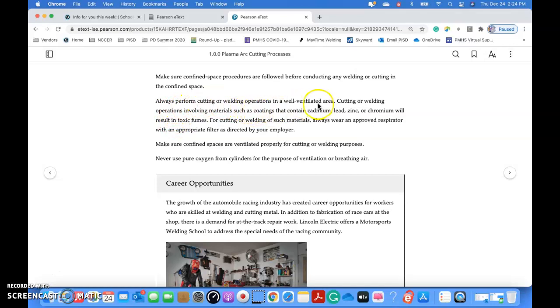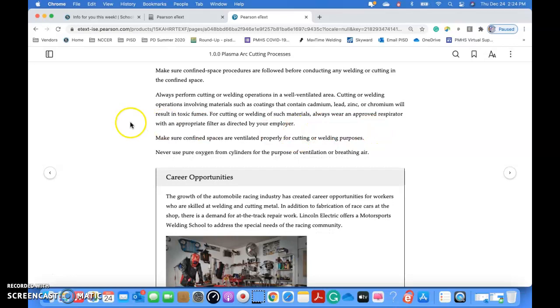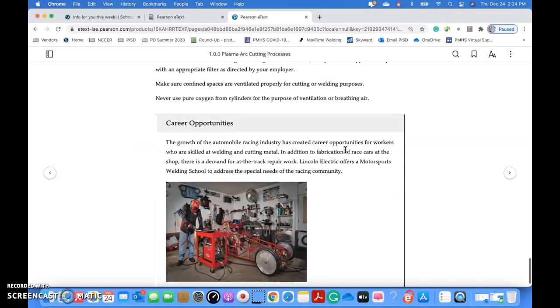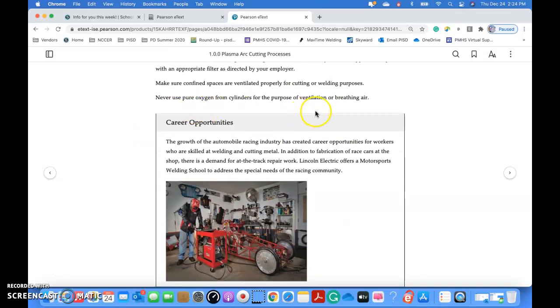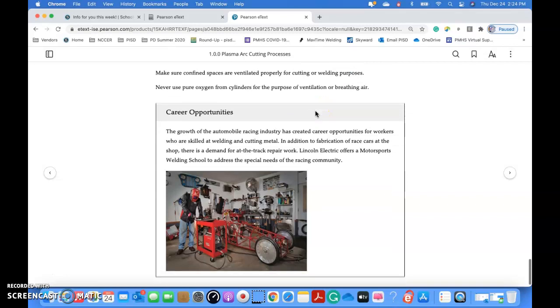Always perform cutting and welding operations in well-ventilated areas. Wear approved respirators with an appropriate filter directed by your employer. Make sure confined spaces are properly ventilated. Never use pure oxygen from cylinders for the purpose of ventilation or breathing air.